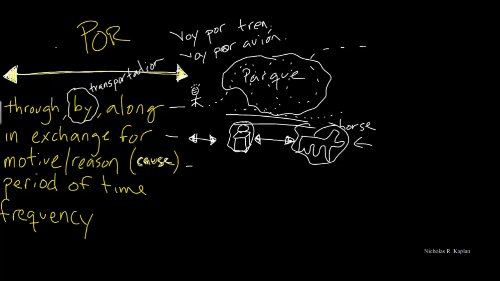Okay, a motive or a reason, or another way we say is because of or a cause. So I'm driving to school in my Mini Cooper. I don't really have a Mini Cooper, but I want one. And I could arrive late. So I arrived late por el tráfico.